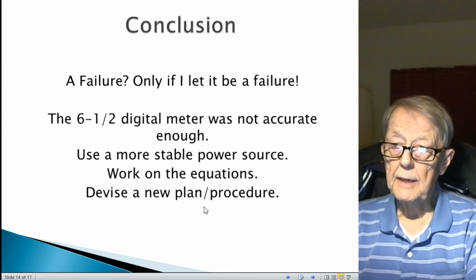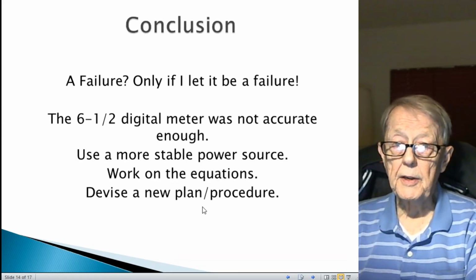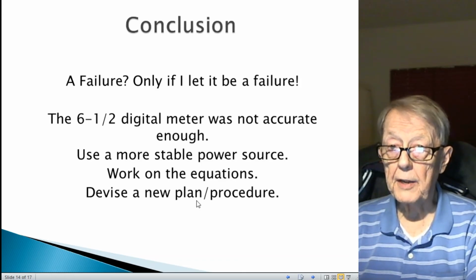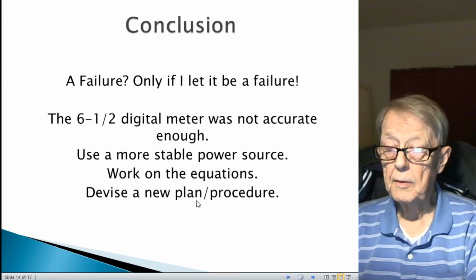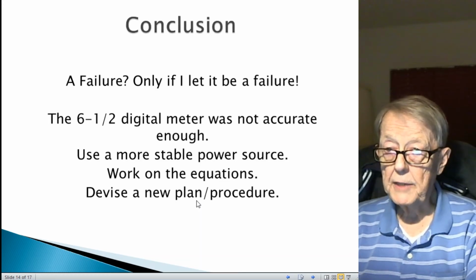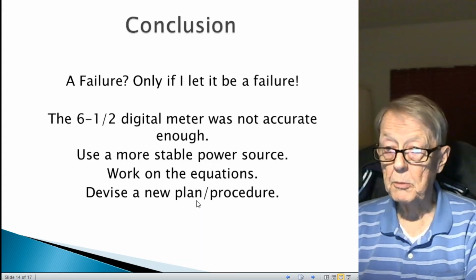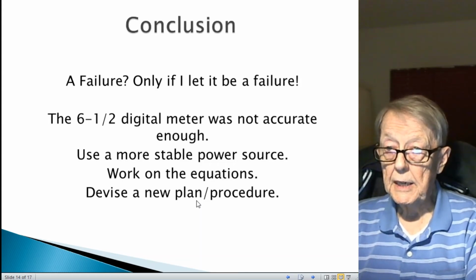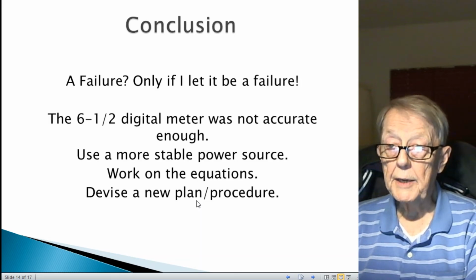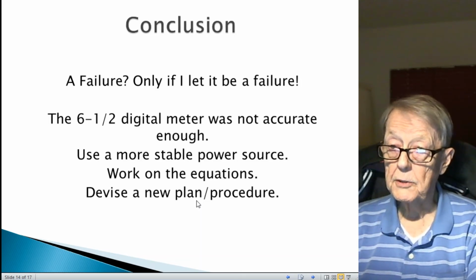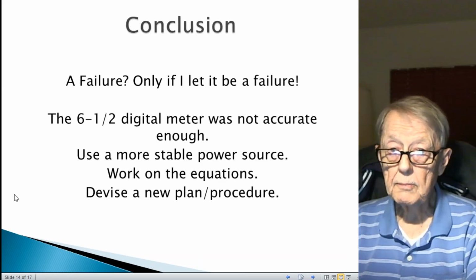Okay. Not very good. Is this a failure? Well, it's only a failure if I let it be a failure. Let me advise you, when you do anything in life, including experiments in science, it's only a failure if you let it be a failure. If you walk away and say, okay, I'm done, close the books and quit.